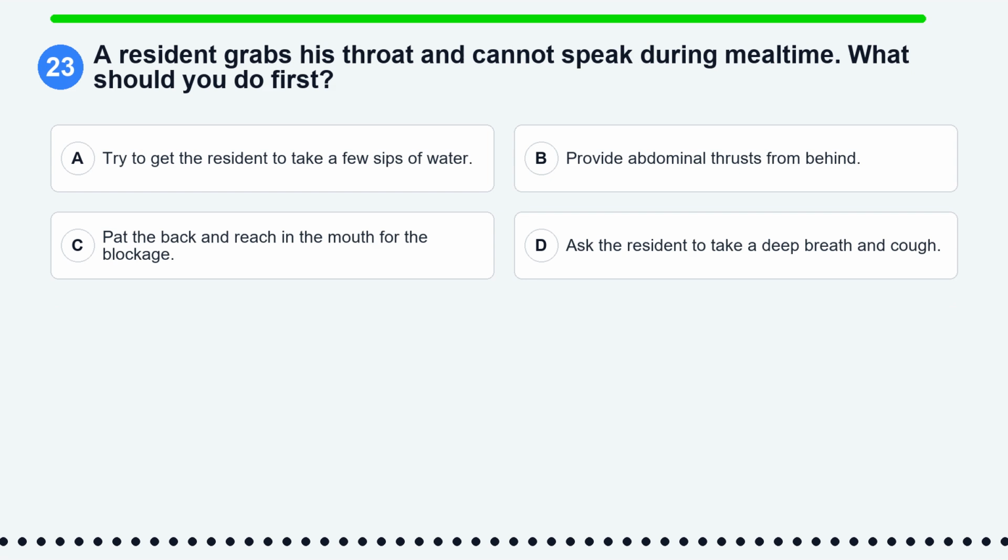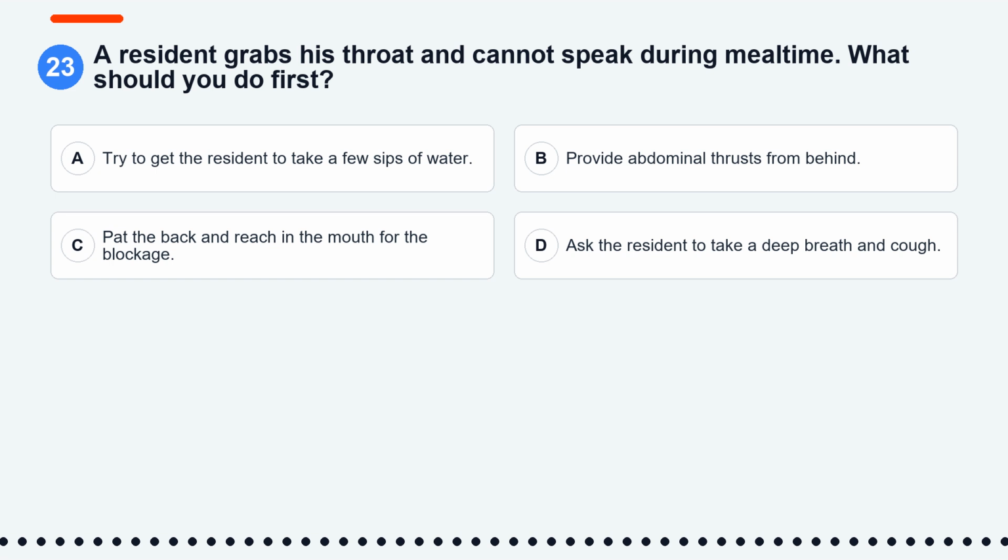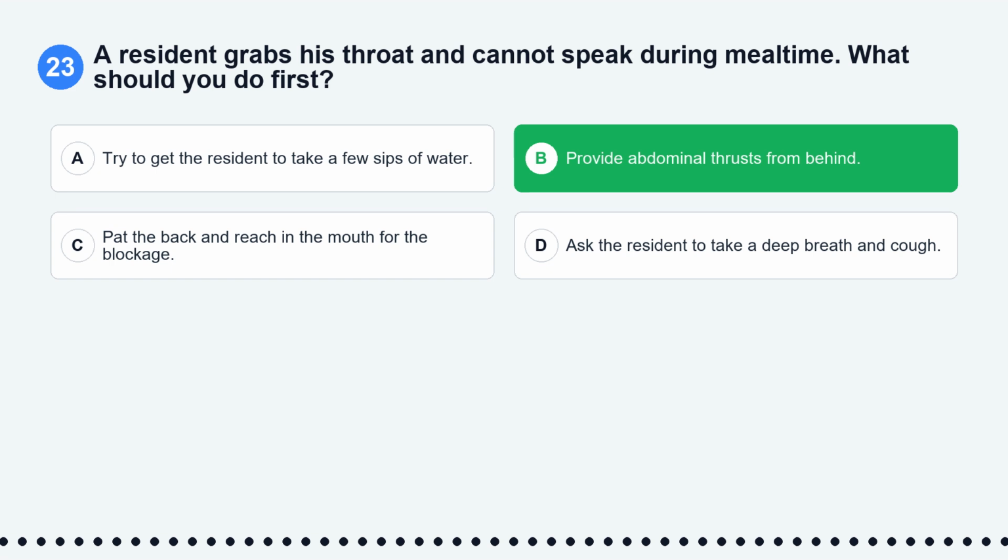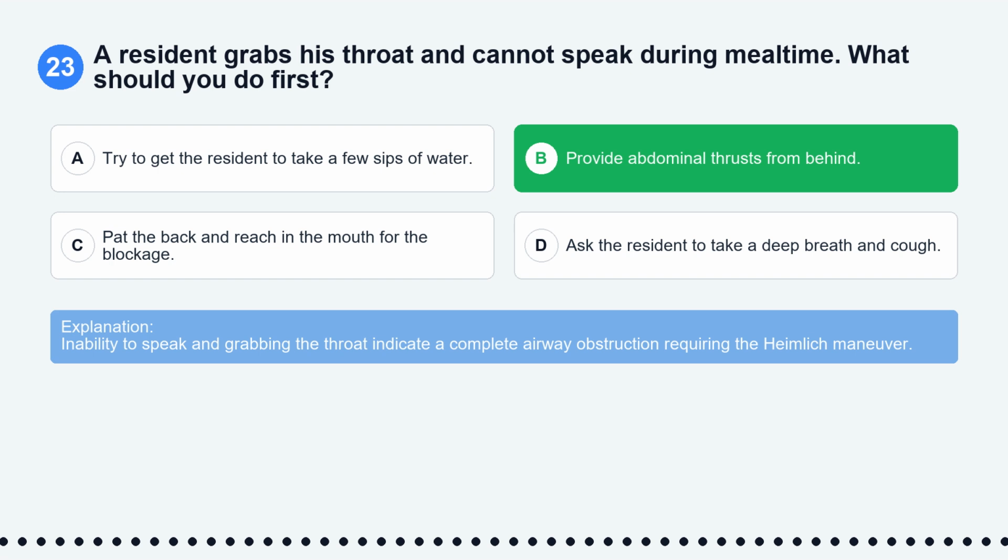Question 23. A resident grabs his throat and cannot speak during mealtime. What should you do first? Option A, try to get the resident to take a few sips of water. Option B, provide abdominal thrusts from behind. Option C, pat the back and reach in the mouth for the blockage. Option D, ask the resident to take a deep breath and cough. The correct answer is option B, provide abdominal thrusts from behind. Inability to speak and grabbing the throat indicate a complete airway obstruction requiring the Heimlich maneuver.